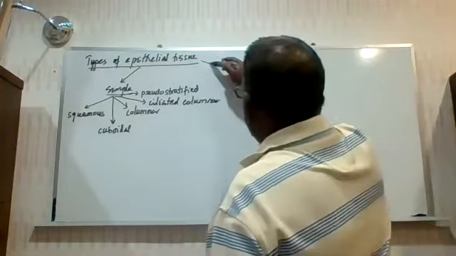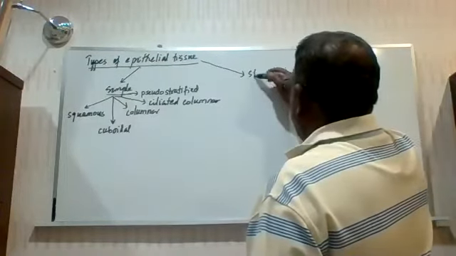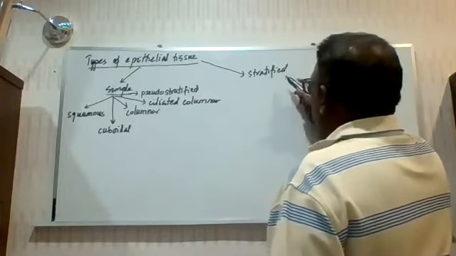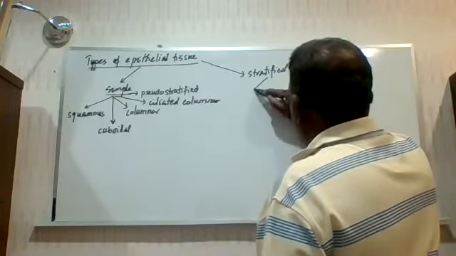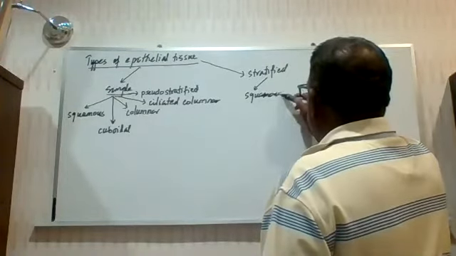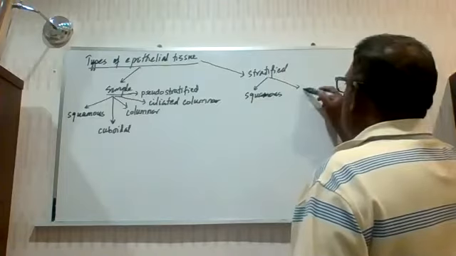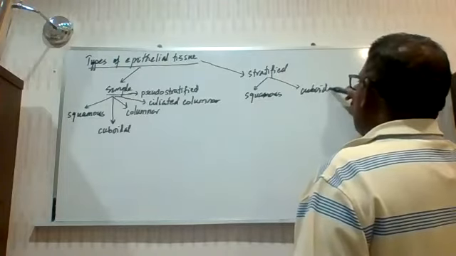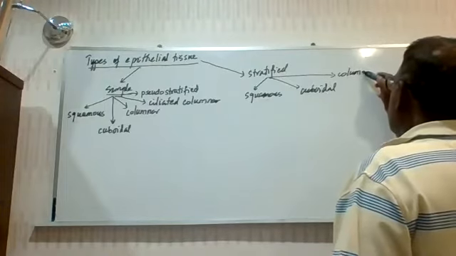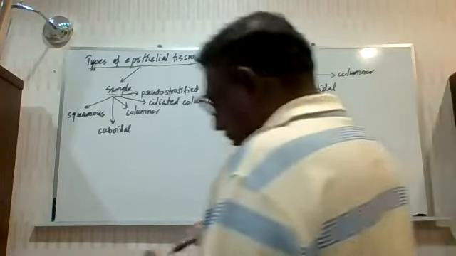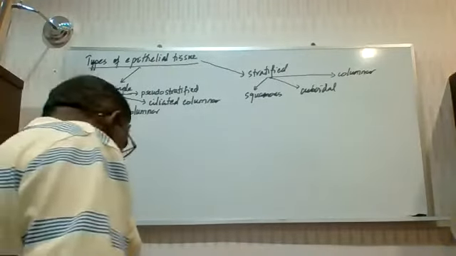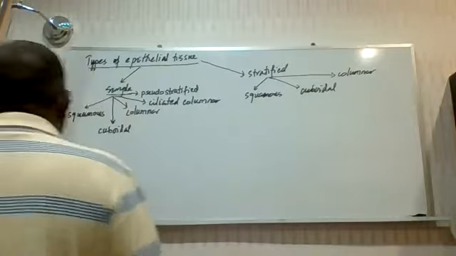And then you have what we call stratified. Also the same thing. Stratified, we will divide into 3: stratified squamous, cuboidal and columnar. So basically that's the structure. Now we're going to look at the simple one, starting with the first one.